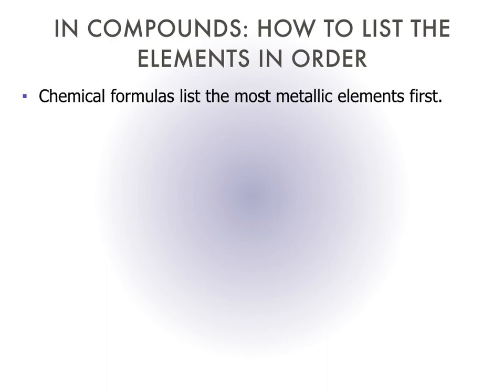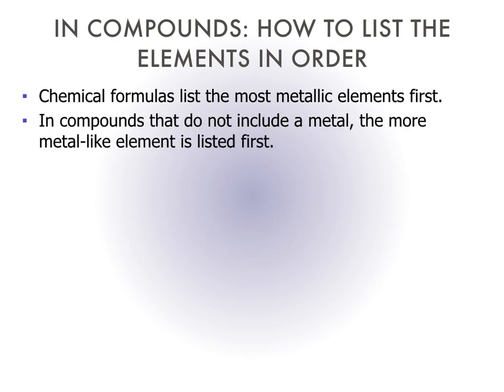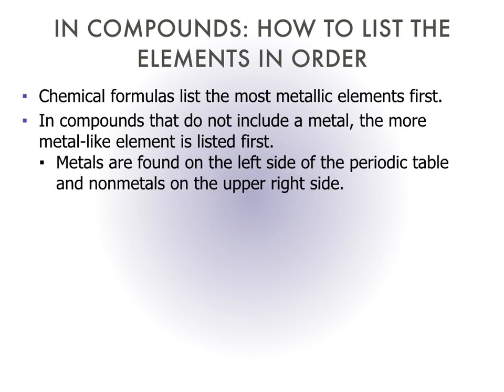The first rule is that chemical formulas list the most metallic element first. So we all know that metals are on the left side of the periodic table and nonmetals are on the right. And in compounds that do not include a metal, the more metal-like element is listed first. And what do we mean by metal-like element? You're going to follow the periodic trend for metallic character that we learned from the last set of slides.